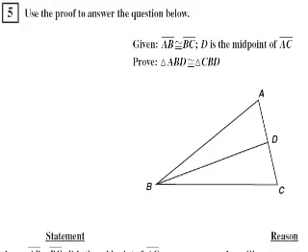It says use the proof to answer the question below. Given that side AB is congruent to side BC, we could say that side is equal to that side. That's given. D is the midpoint of AC, so D is equidistant between A and C. That means AD and DC are of equal length. Prove that triangle ABD is congruent to triangle CBD.